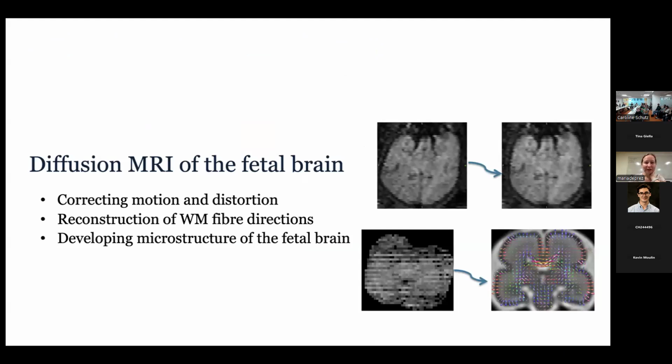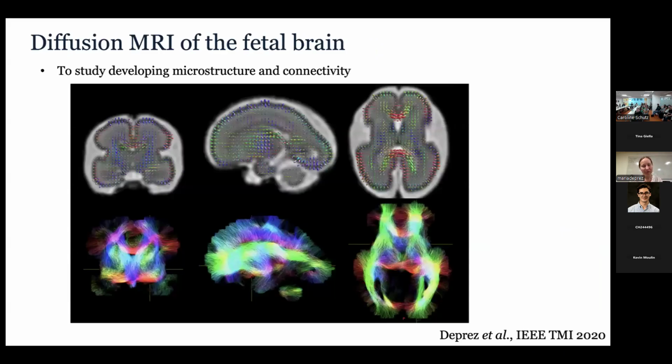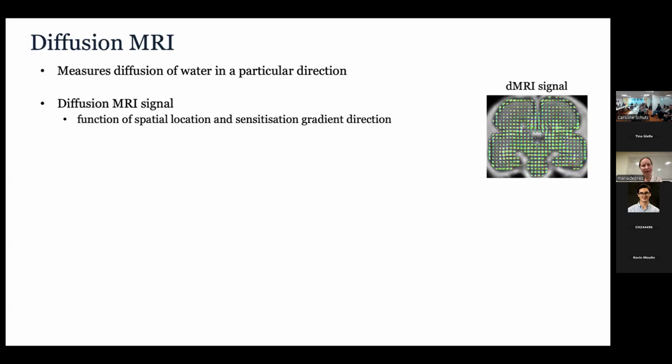Okay, I now really need to speed up. So let's have a look at what happens with diffusion of the fetal brain. We want to do diffusion to study developing microstructure and connectivity. And here you can see an example of the HCP dataset. You can see here the orientation of the fibers and here whole brain tractography. So we are able to do that nowadays.